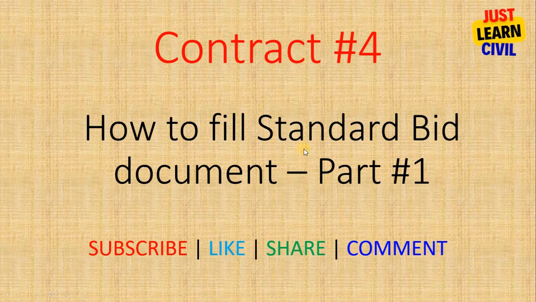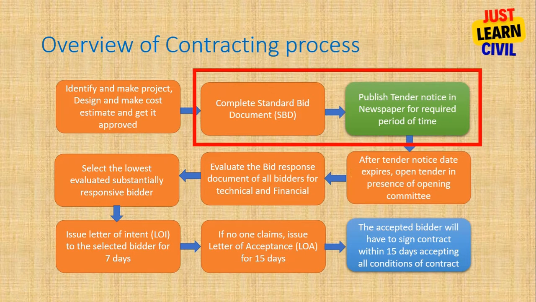In short form it is also called SBD. This is the first part. We have already learned the process of the contract and tender. So what we are learning today falls under these steps. Complete standard bidding document. Here we will write the notice and the notice that is to be published in the newspaper.